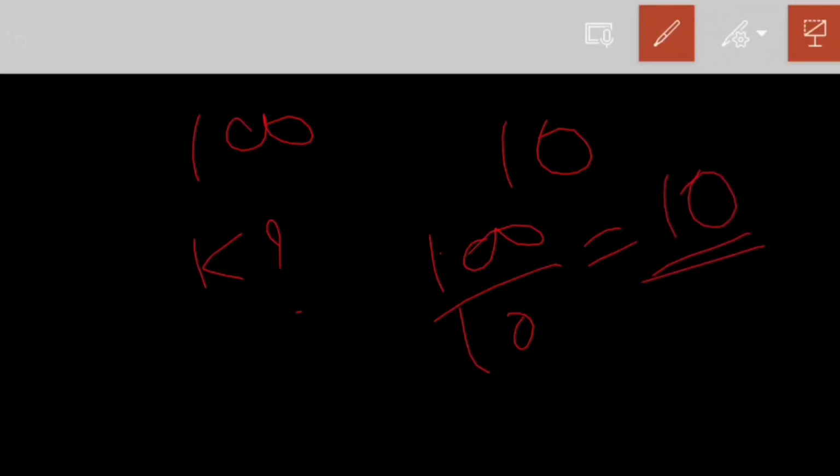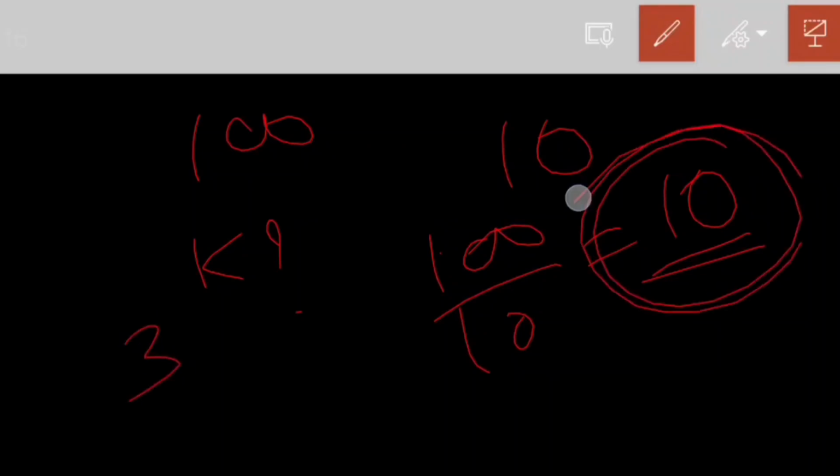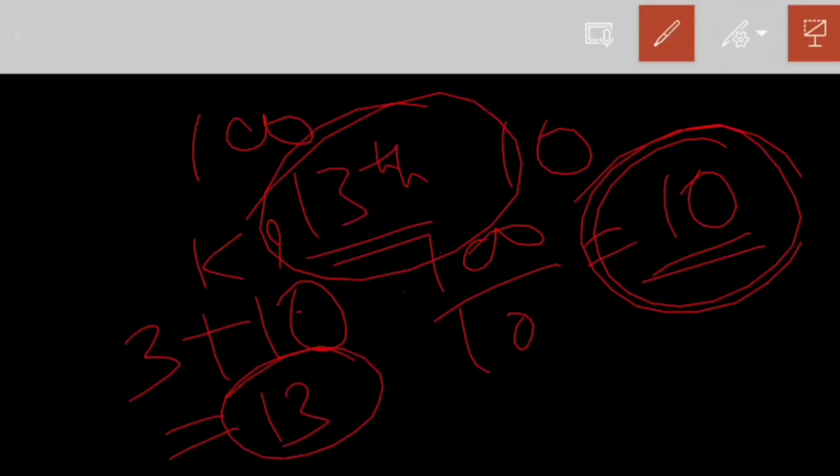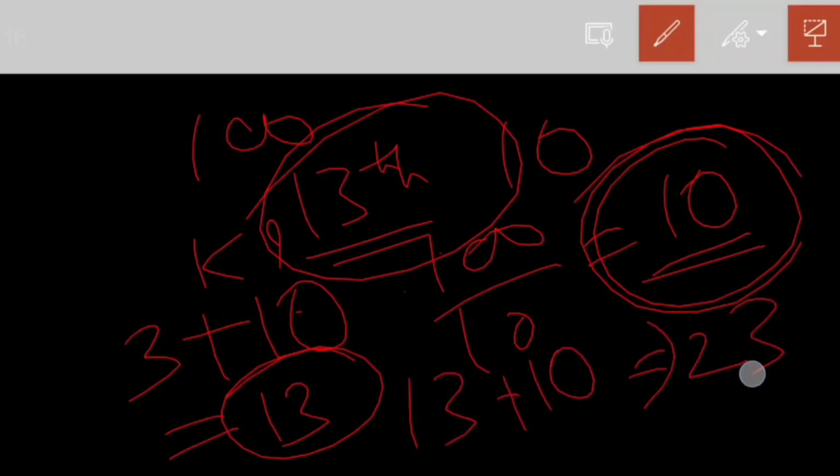For example, randomly we select 3. So we add 3 plus 10. That is 13. So we select the 13th individual, the 13th patient. Then after 13 we again add 10, that is we get 23. Then we select the 23rd patient. Likewise, we select the 10 patients, the 10 of the population.